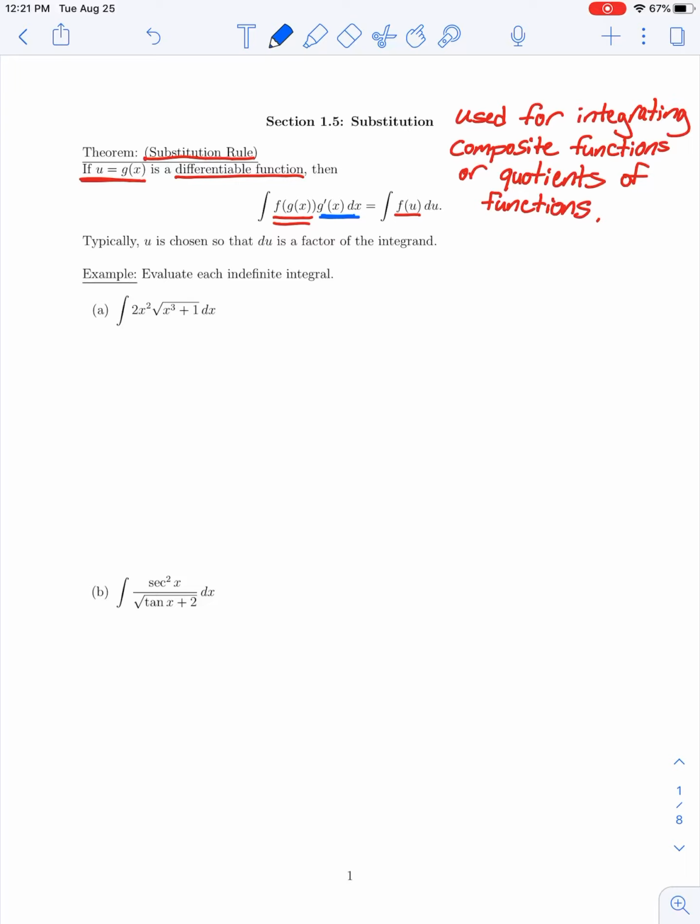Now, the reason that this works is this last expression, g prime of x dx, is equal to the differential of u. So recall here, if u is chosen to be g of x, that means that the derivative of u with respect to x would be the derivative of this g function, that is g prime of x. So it follows that the differential of u is equal to g prime of x times the differential of x. Recall that definition of differentials from your Calculus 1 course.